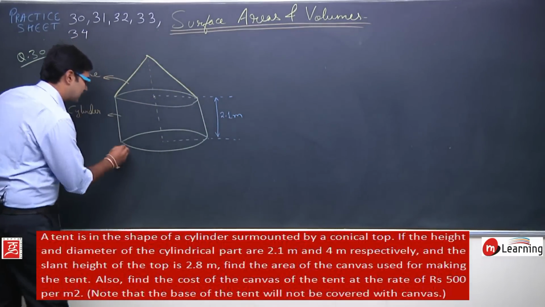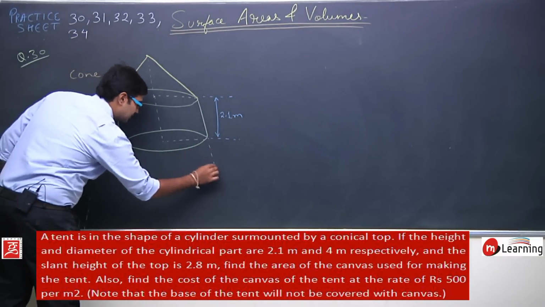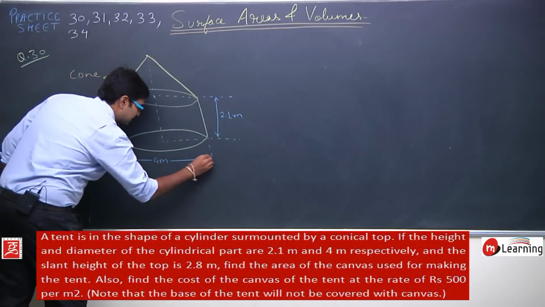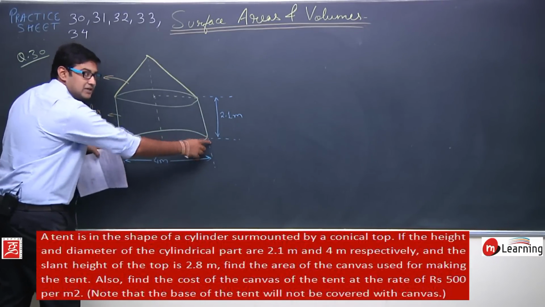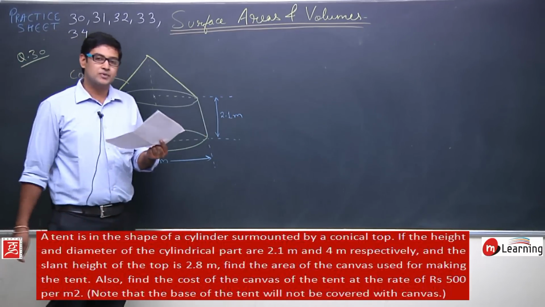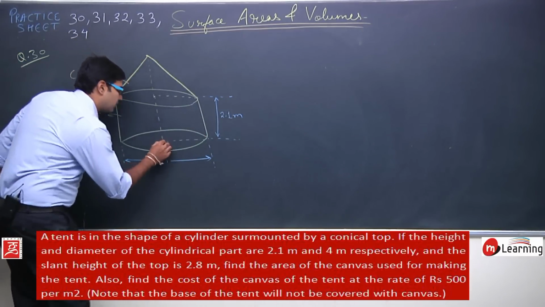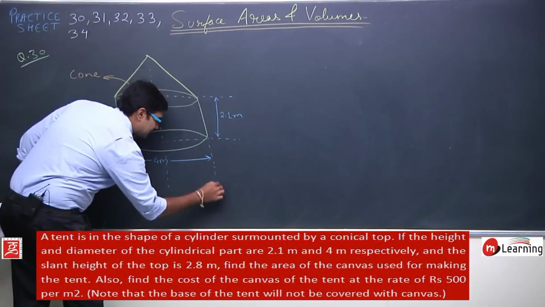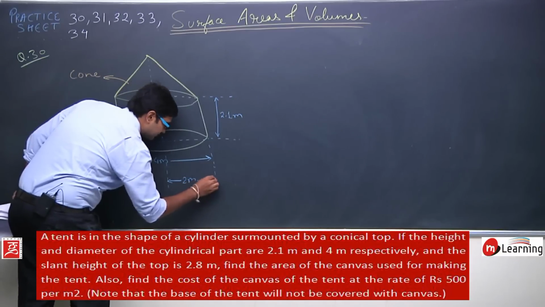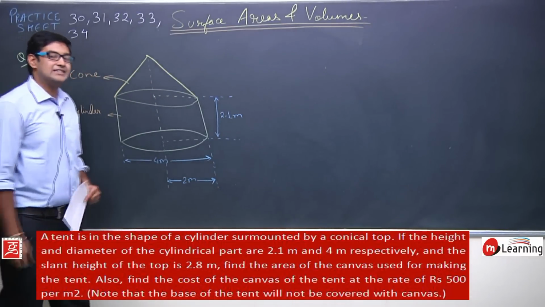Okay. So, diameter is 4 meters, it means this diameter is 4 meters like this. This is the diameter of this circle. This is a circular cylinder. Now, if 4 meters is the diameter, I can say the radius is 2 meters. So, the radius of the tent is given.